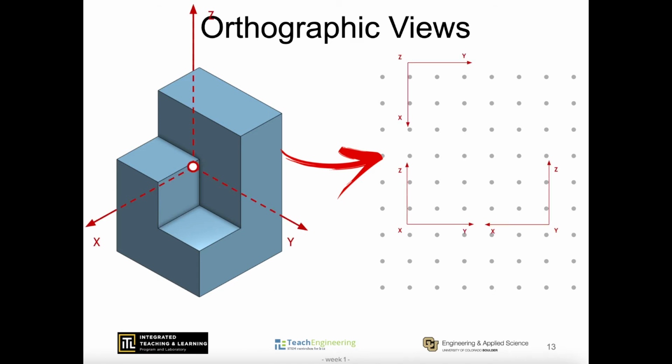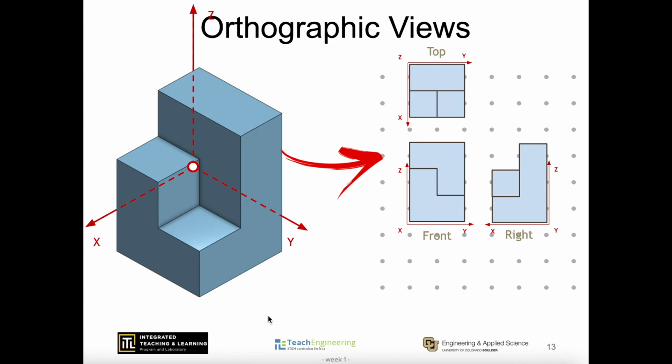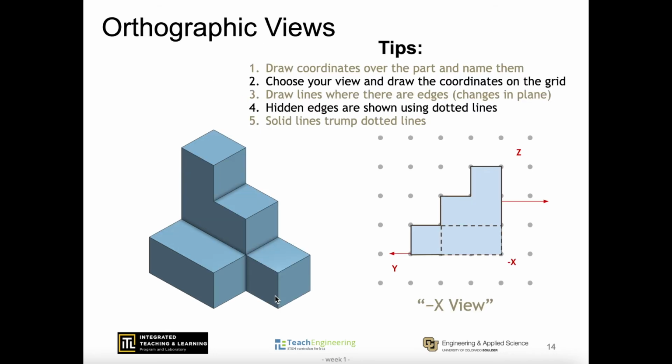Break down the problem and look down the axis. What do you see? Approach it layer by layer. There are no hidden edges when drawing top, front, or right, but bottom, back, and left all have hidden edges, which we call negative. Again, go layer by layer, front to back.